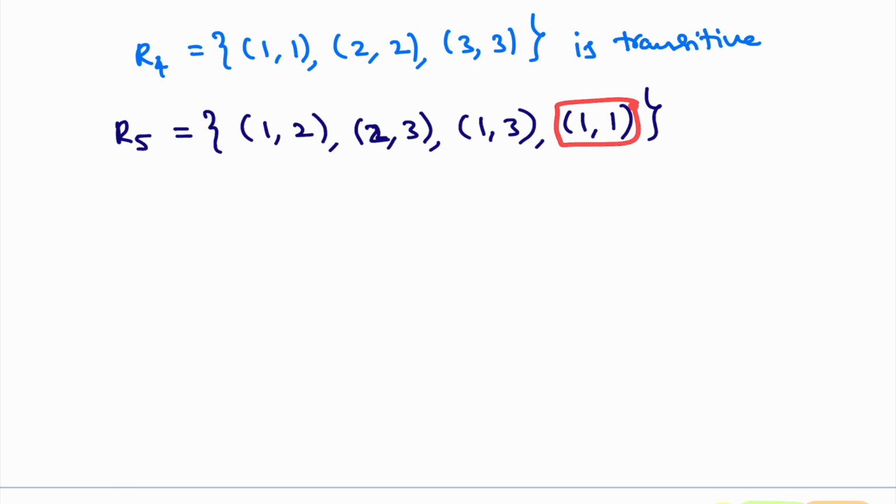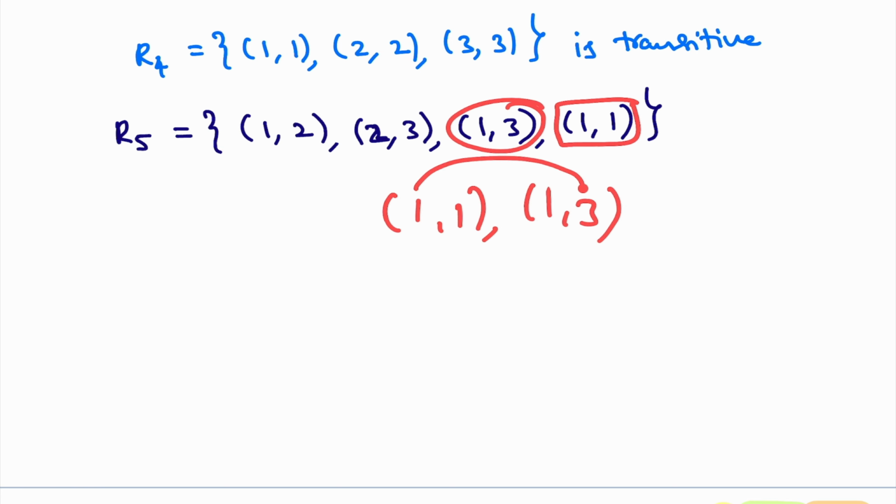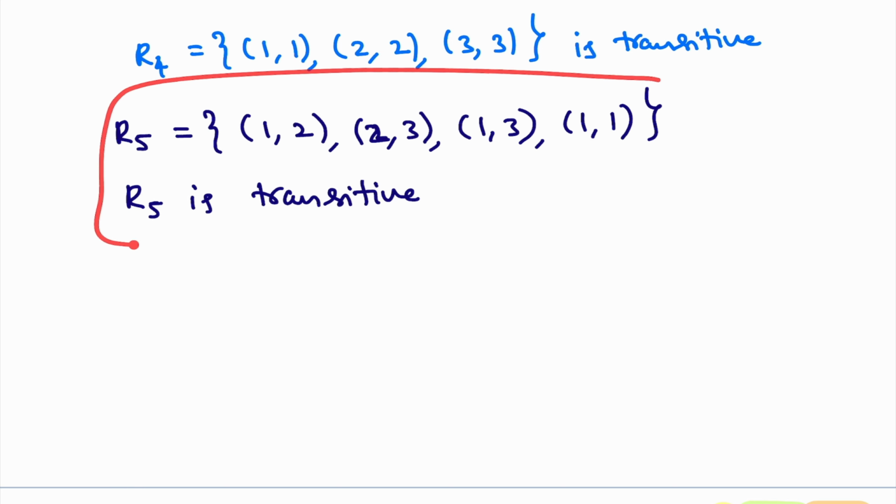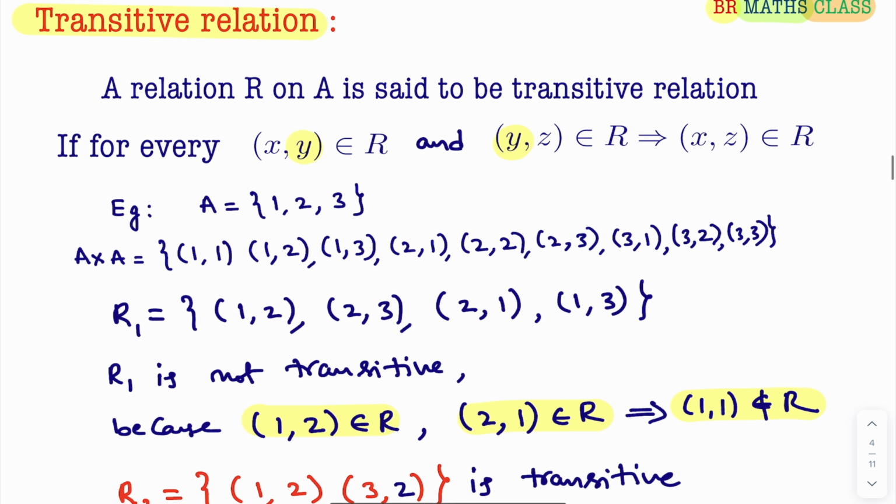Now you see here 1 comma 1, 1 comma 3. I hope you are understanding. What is x comma z? X comma z is 1 comma 3. 1 comma 3 is there here. So that's why I say that for such type of elements, x comma x, like 1 comma 1, 2 comma 2, 3 comma 3, there is no need to check the transitive condition. This always passes the transitive condition. So this element passes the transitive test. So R5 is transitive. I hope you understand this transitive relation. What is a transitive relation? How to check a transitive relation?